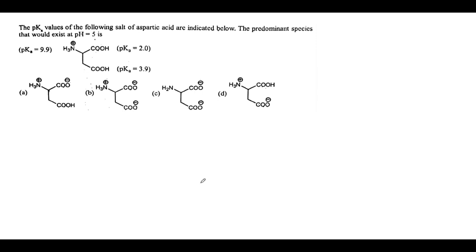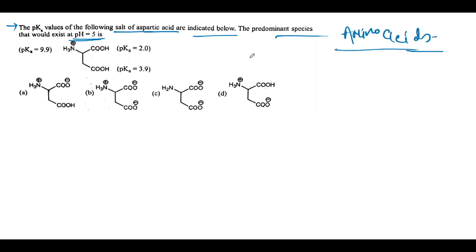Okay, now guys, we move on to a question which is actually using the pKa concept. Alright, which I have already made a video on. Please check it out. The pKa values of the following salt of aspartic acid are indicated below. The predominant species that would exist at pH is equals to 5 is. So one thing, guys, here it is a question of amino acids, natural products. You know that. But the concept is the pKa concept. Right, the concept is nothing new.